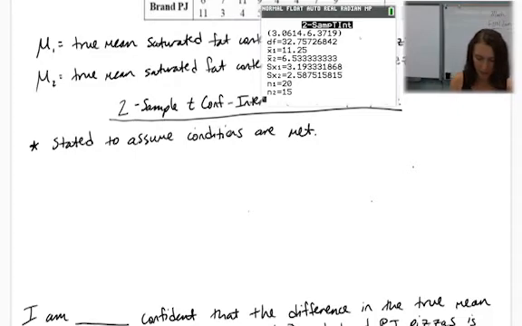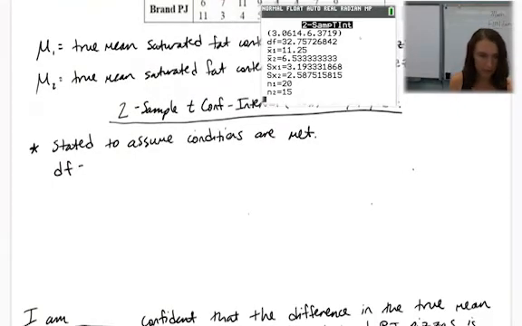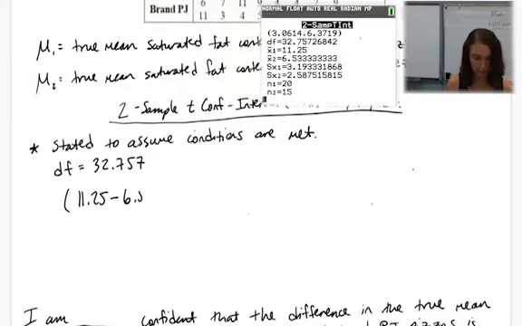So first, I'm going to write degrees of freedom equal 32.757. Then I can write my formula for the confidence interval. We do need to write the formula. We can't just write the confidence interval. So we have our first mean, 11.25, minus our second mean, which is 6.533, plus or minus the T critical level.